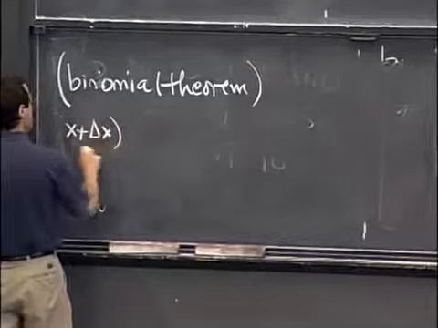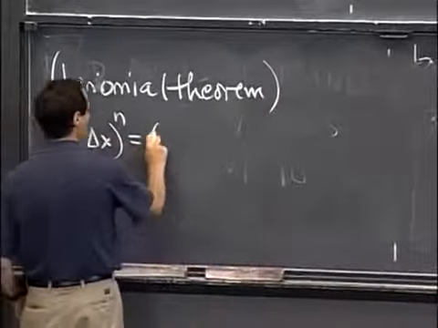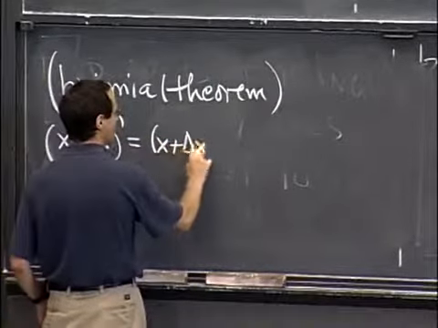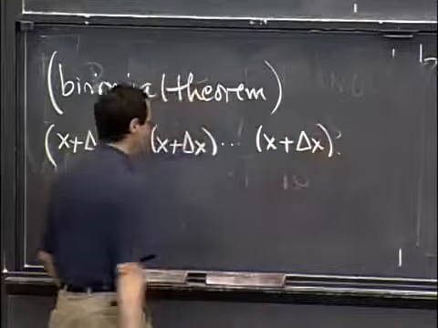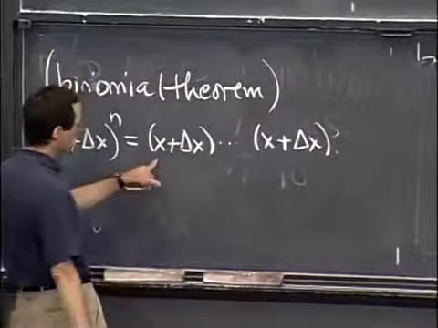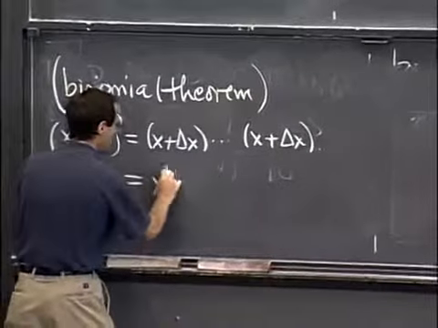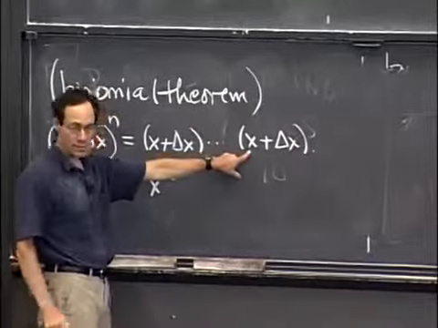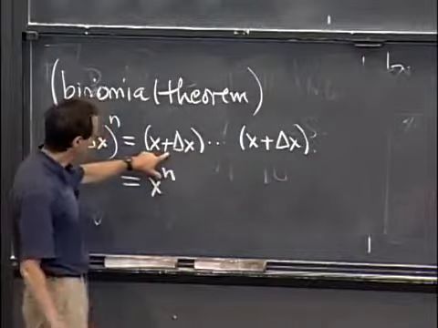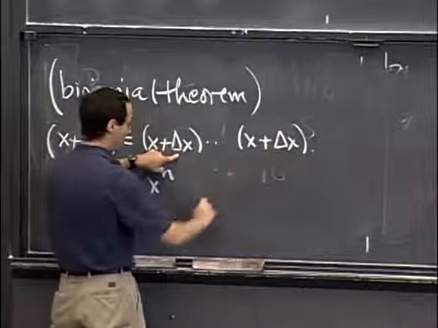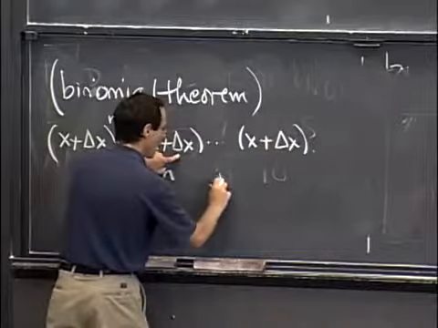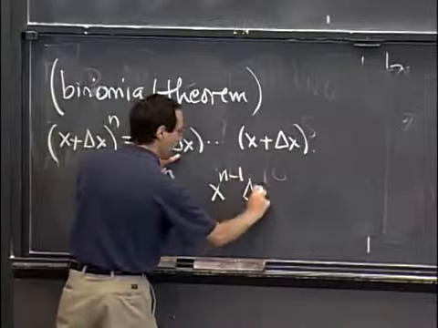the sum of two guys and you take them to the nth power, that of course is x plus delta x multiplied by itself n times. And so the first term is x to the n. That's when all of the n factors come in. And then you could have this factor of delta x and all the rest x's. So at least one term of the form x to the n minus 1 times delta x.